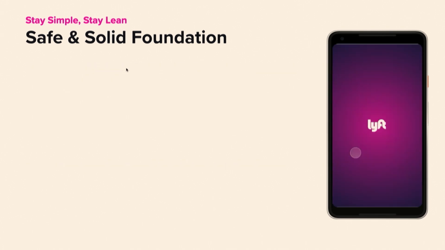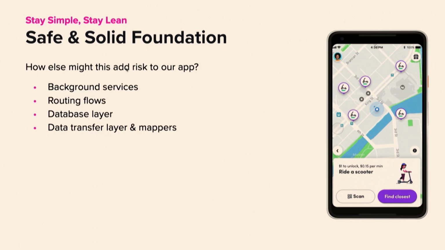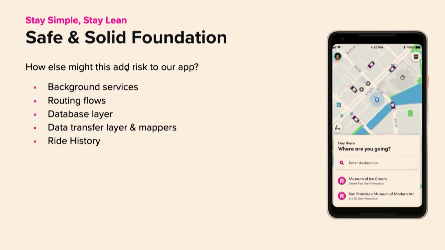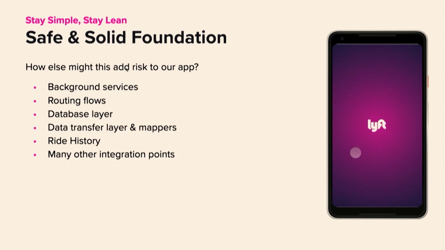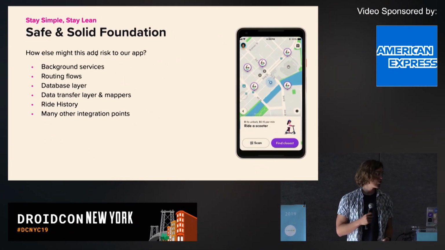And what I mean by that is there are things like background services. For us, we had a polling service. Things like your routing or navigation flows. Things like your database layer or your data transfer layer. For us specifically, we had other touch points throughout the app where this feature might be exposed. And so if we just had a single feature flag gating this, it really wouldn't prevent any accidental exposures through any of these other vectors.